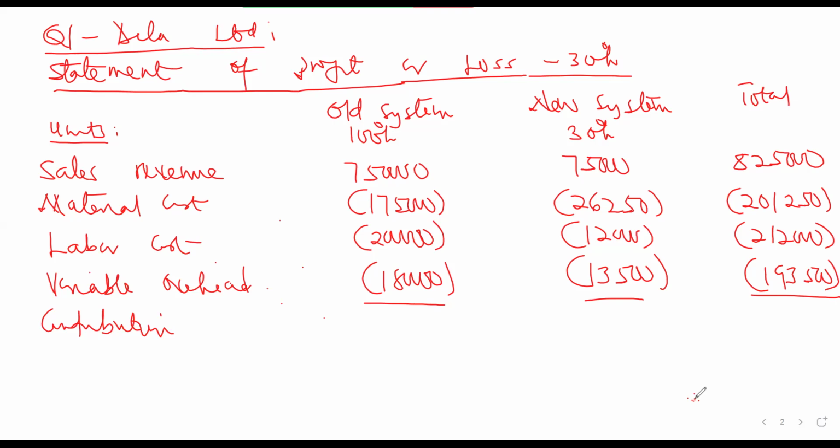The contribution from the old system is 195,000. Yes, 195,000. Okay. This one is what? 23,250. Okay. We are having 23,250. So what will be the total contribution? 218,250. Okay. Let's come to our fixed cost.